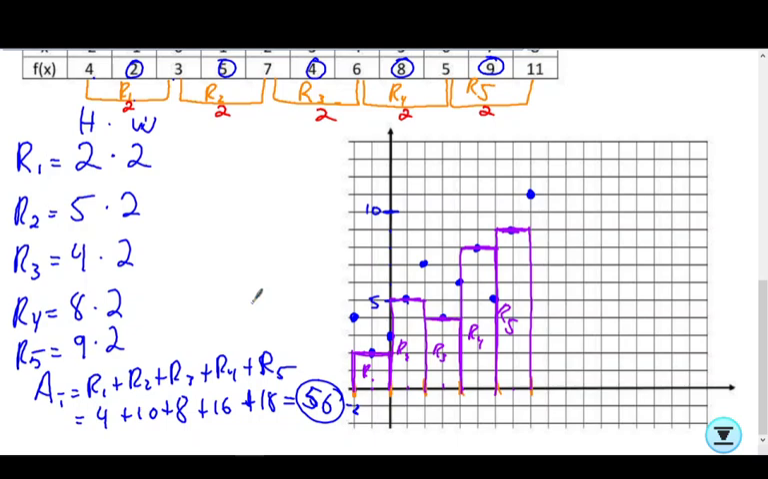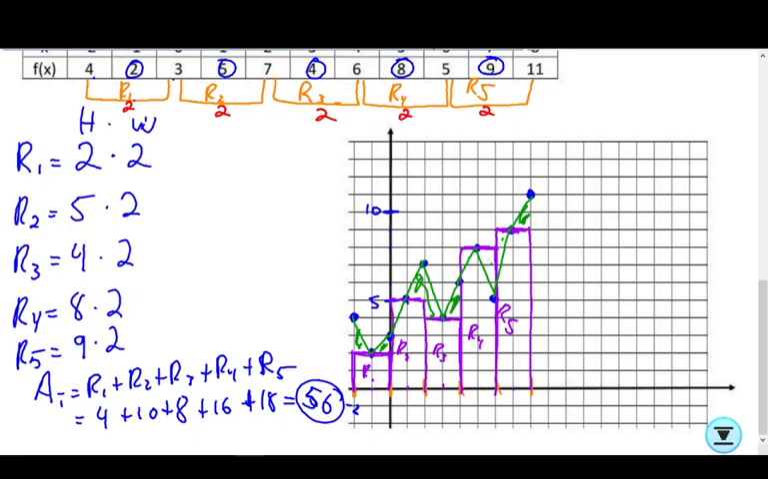Now, it doesn't really give a good representation. If you looked at this function and you connected the dots like this, you could see very quickly that we're missing a lot of area, because we're missing all of this area here, this area, and that area. And just these spots right here are not going to make up for all that missing area. So this is probably an underestimate, is what I would suggest.